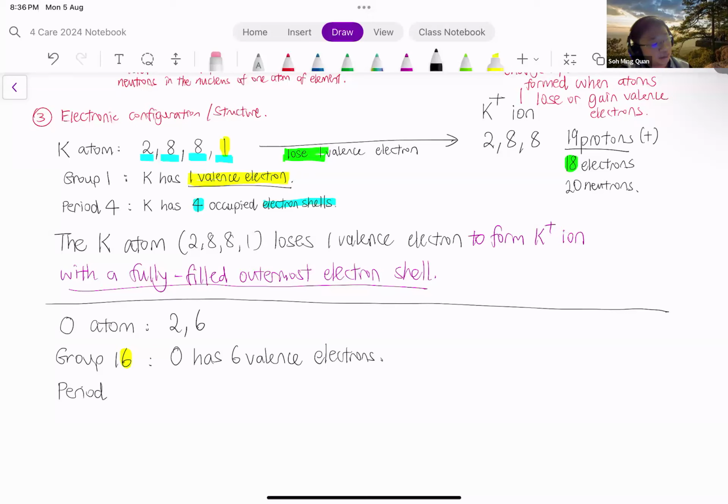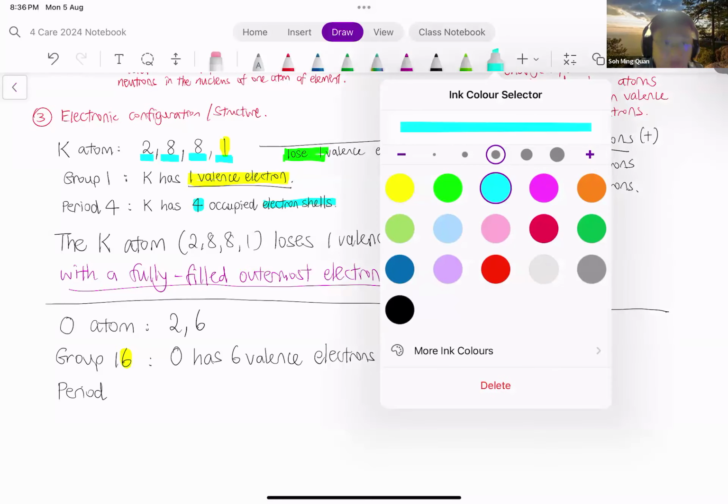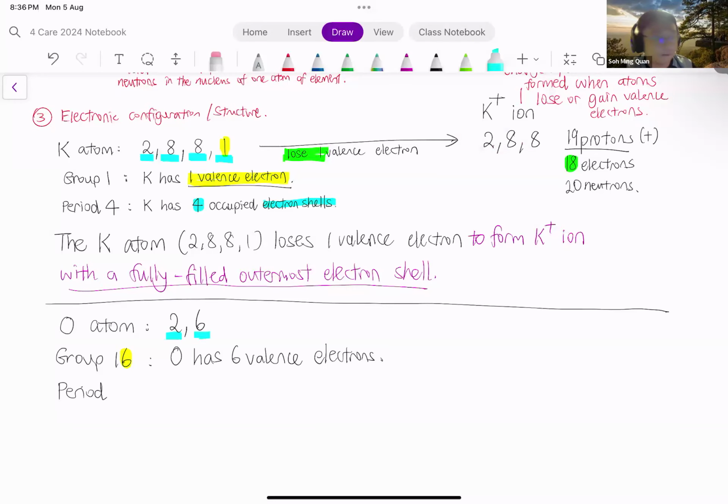Oxygen is in period number... So let's think again. We said just now, group is the number of valence electrons. Period, on the other hand, is the number of shells which are occupied. So oxygen has 2 occupied electron shells, therefore oxygen is in period 2. I'm sure you can quickly work this out by now. As practice, always go to the periodic table, select an element from the 1st to the 20th element and see whether you can reason this out yourself.